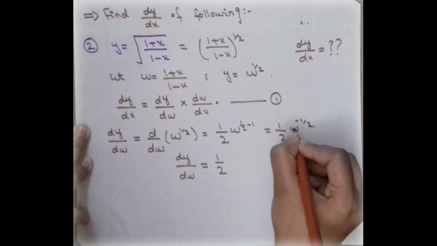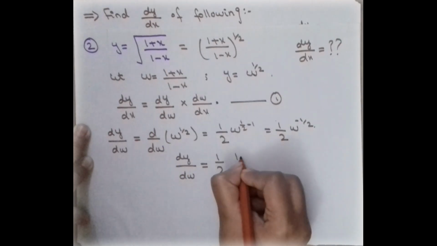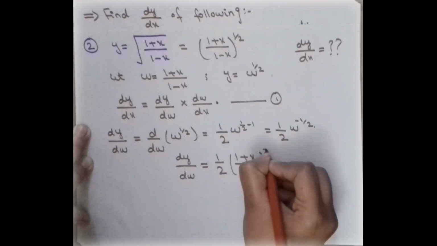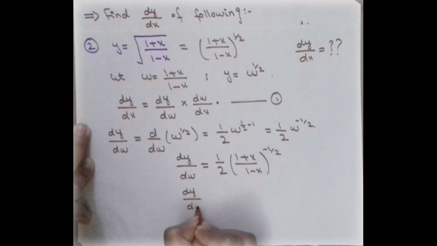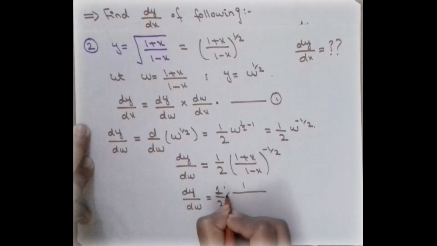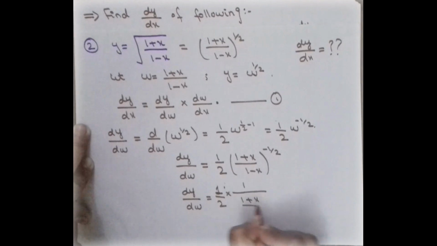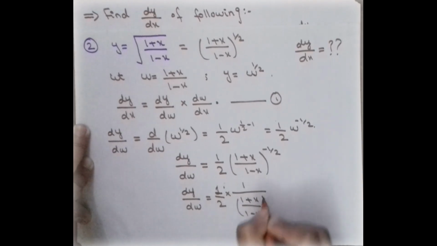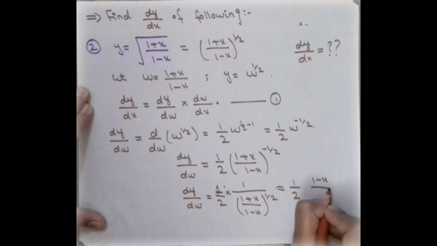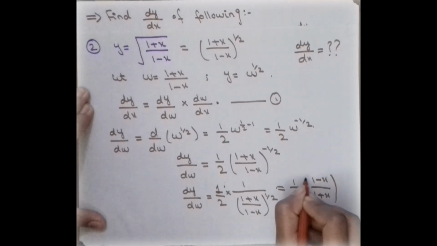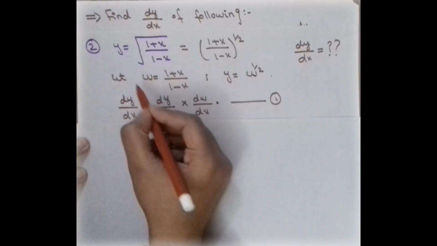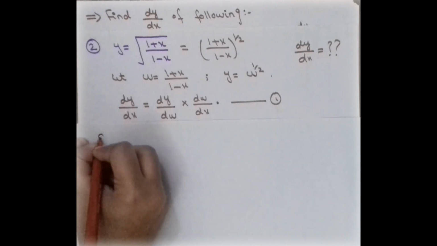So what's the value of w? Here is w: 1 plus x over 1 minus x, with power of minus 2. dy over dw is equal to 1 over 2 multiplied by 1 divided by 1 plus x over 1 minus x to the power 1 over 2. In the next step, we have the final answer: 1 minus x divided by 1 plus x with power of positive 1 over 2. Now we have to calculate this factor's derivative with respect to x.